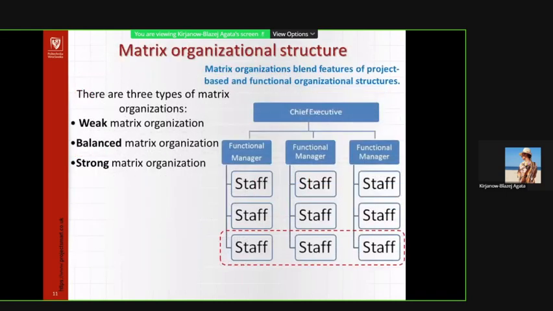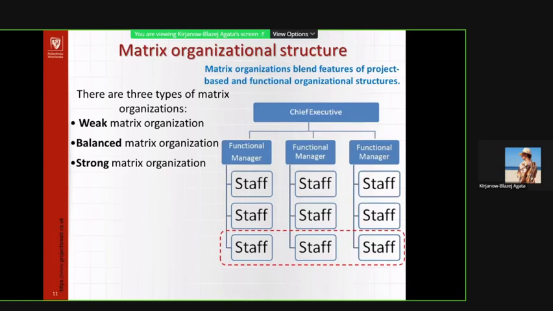And third, the matrix organizational structure. We have three types of matrix organization. A weak matrix organizational structure maintains many of the features of the functional organization structure. The role of the project manager is more that of a project coordinator. Their ability to make decisions is low, and most of the authority remains with the functional manager.